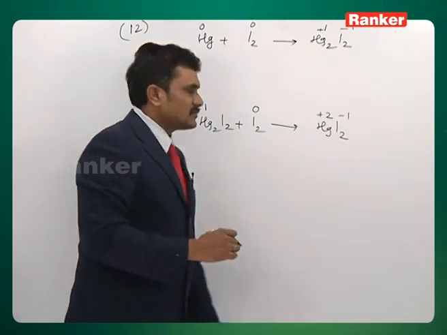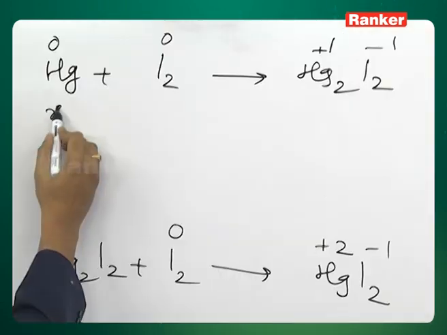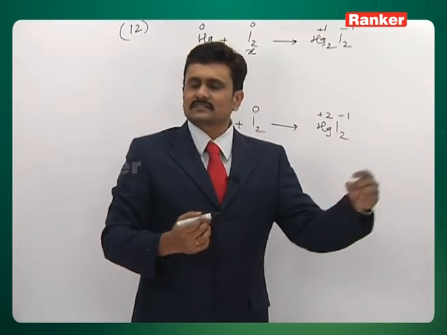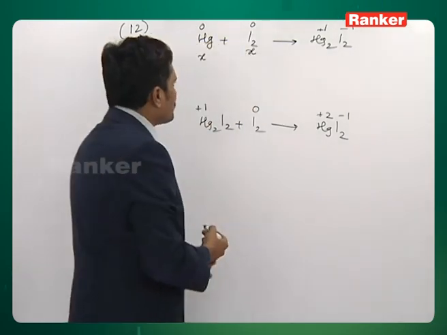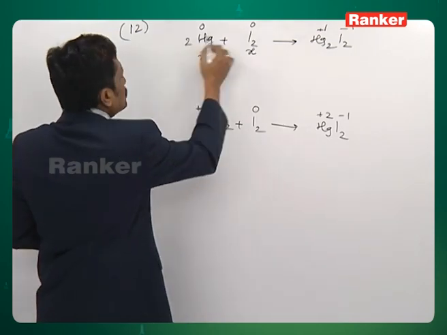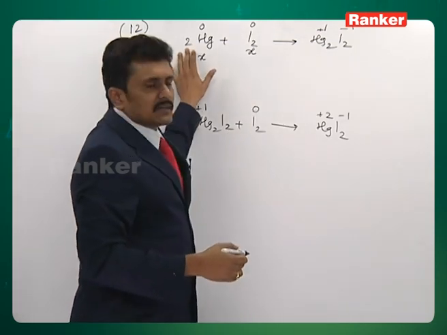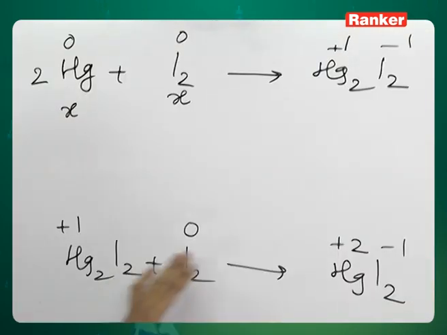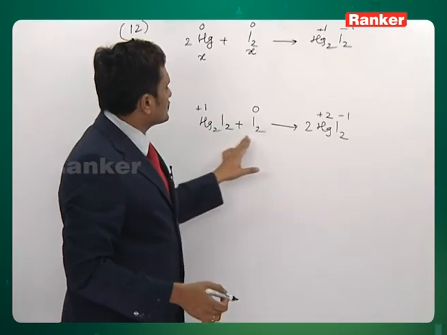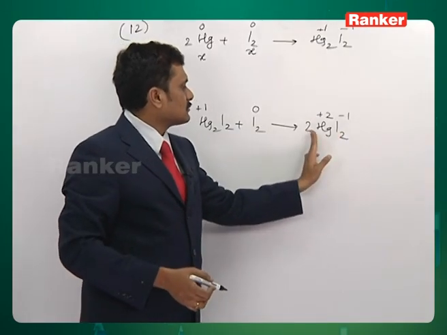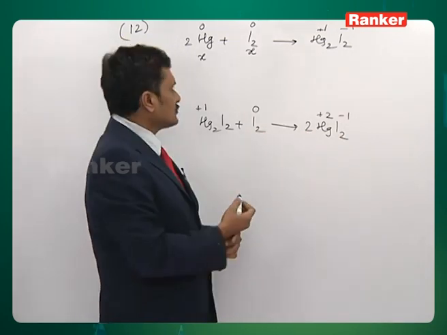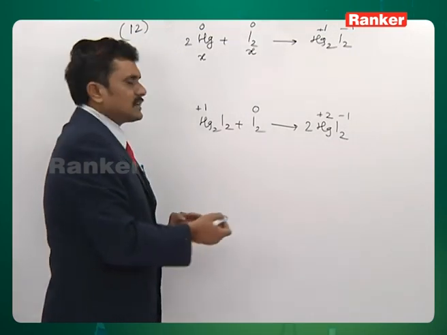Now you have been given the information that you have taken equal weights of these two. Suppose I have taken x grams of mercury and x grams of iodine. And now since we are going to use the mole concept, I am going to balance this equation first. You can see there are 2 mercury on that side, so you have to multiply by a factor of 2, whereas the total mercury on the product side is only 1, hence it has to be multiplied by 2, and now you can see that the total number of iodines involved in this reaction is balanced in either case.